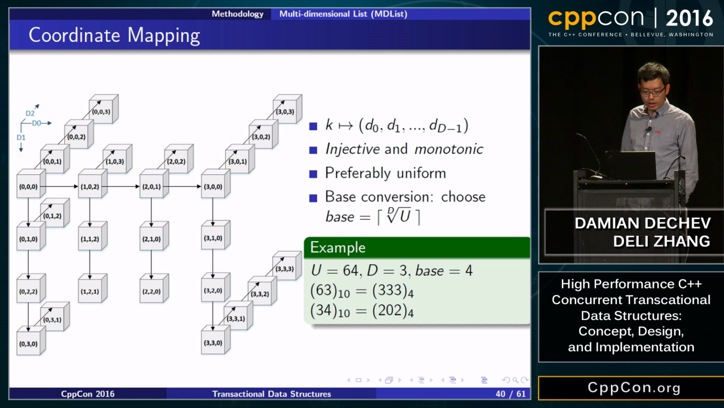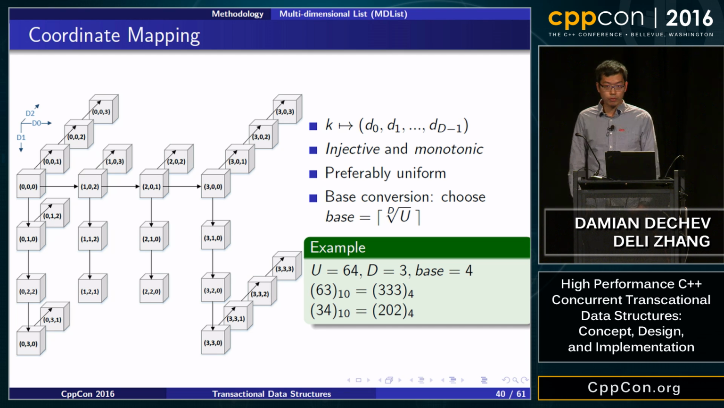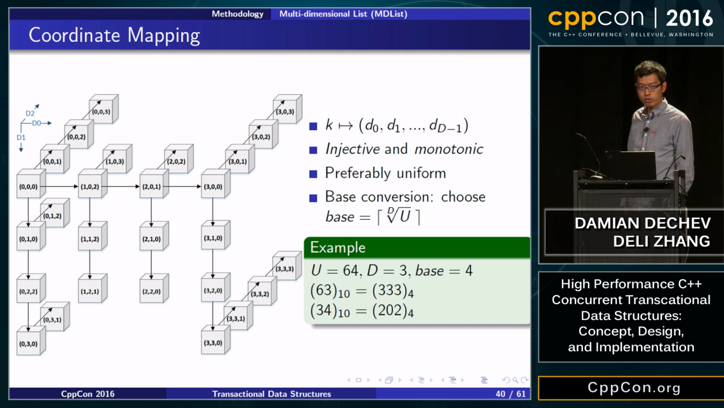MDList. So here we have a key universe of 64 keys, and the dimensionality of the data structure is 3. So the new base is 4. When we convert the key 63 in decimal to 333 in base 4, we obtain the actual coordinates for that key.